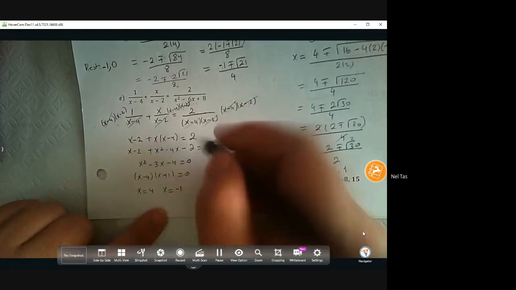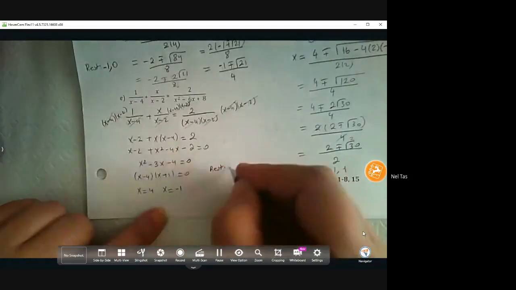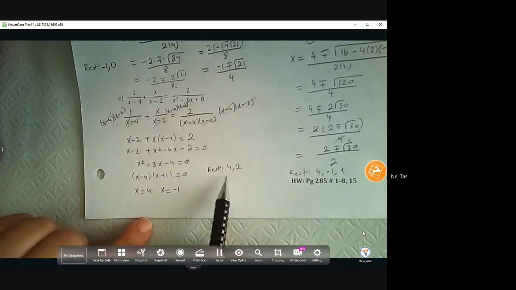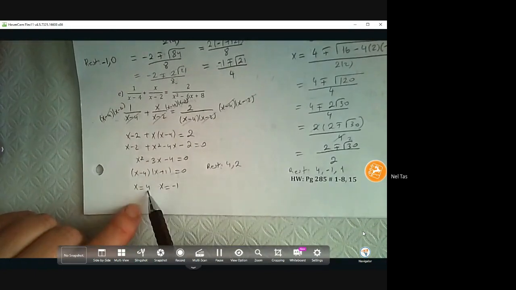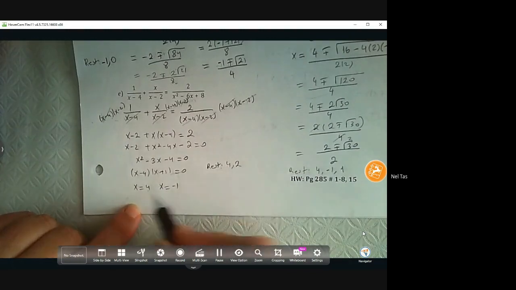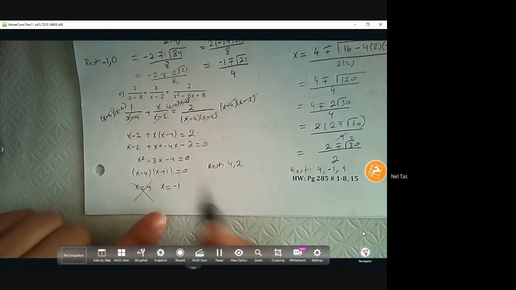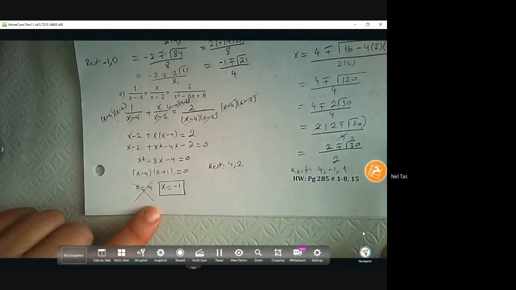Okay. Now check the restrictions. So we get 4 and we get 2. Okay. Look, now we got one solution as x equals 4, but one of the restrictions is also 4. So therefore, this solution cannot be taken. Okay. You have only one solution: x equals negative 1.